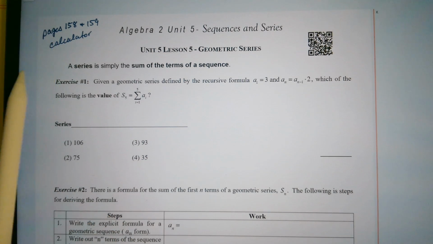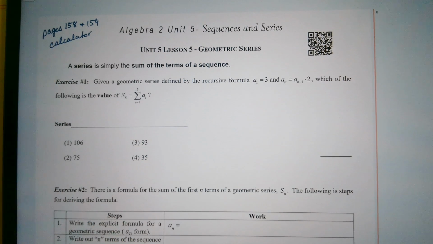Today we're on pages 158 and 159. Have your calculator handy. Geometric series. Remember, a series is simply the sum of the terms of a sequence.